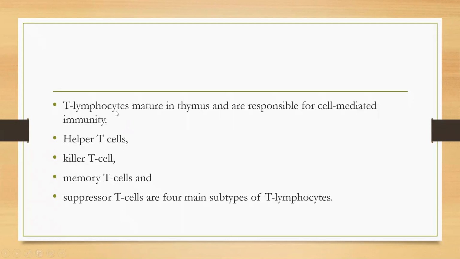Now T lymphocytes, there are four types, that is helper T cells, killer T cells, memory T cells, and suppressor T cells. These are the main four types of T lymphocytes. These helper T cells, killer T cells, memory T cells, and suppressor T cells, we will study in the chapter Human Health and Diseases in detail.